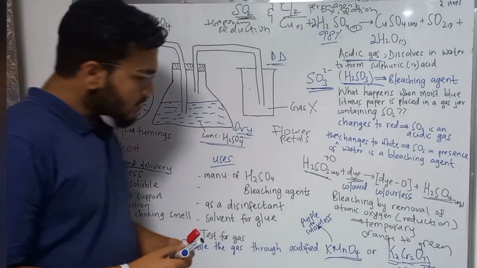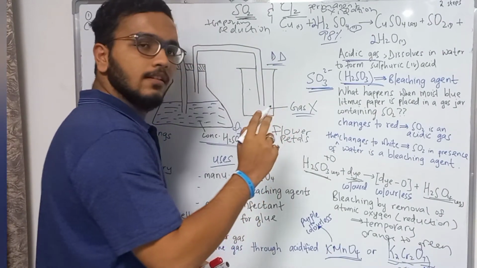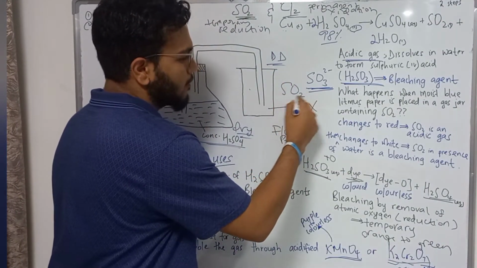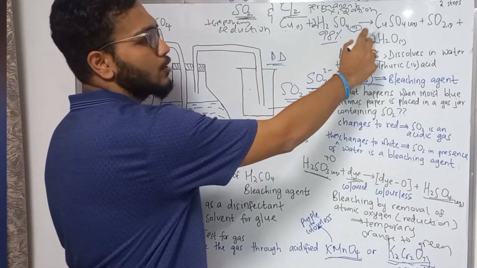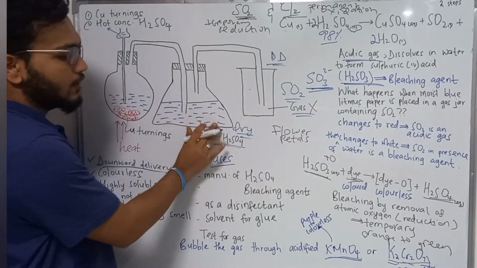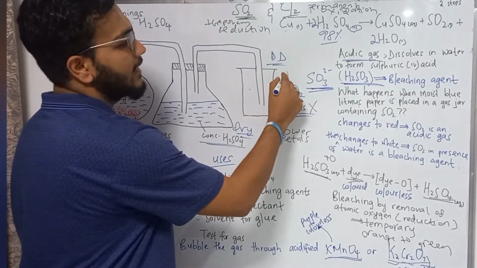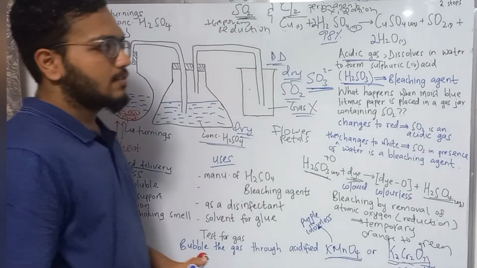We forgot to mention gas X. What is gas X? Gas X is sulfur oxide, because the copper turnings are reacting with sulfuric 6 acid to form copper 2 sulfate, which is formed in the round bottom flask only. The concentrated H2SO4 dries the gas and you collect dry sulfur oxide in this collecting flask.